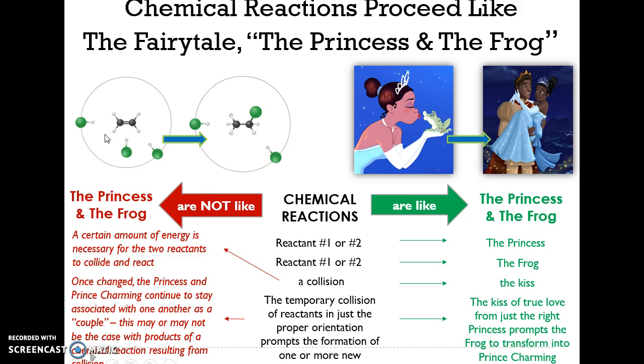So we'll get started. The first thing that we covered was the idea that chemical reactions proceed sort of like the fairy tale The Princess and the Frog. We talked about collision theory with this. For a chemical reaction to take place, you need two reactants and there needs to be a collision between them. Relating this back to The Princess and the Frog, it's sort of like the kiss. As soon as reactant 1 and reactant 2 collide with each other, that temporary collision of reactants in just the proper orientation prompts the formation of one or more new chemical products, just like it transforms the frog into a prince.